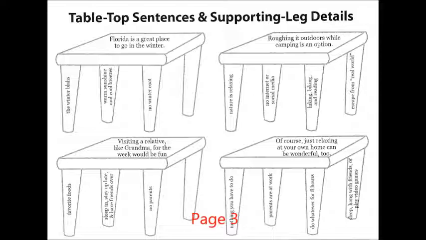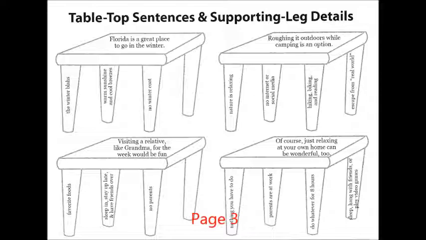So if you look at the first one, it says Florida is a great place to go in the winter. Why? Well, the first leg says the winter blahs. The second leg says warm sunshine and cool breezes, and the third leg says no winter coat. Each of these details then became a sentence in the paragraph. If you look at all of the other ones, the second one says roughing it outdoors while camping is an option. And then it gave me 4 supporting details. You can see these details are then expanded into a sentence apiece. Sometimes the details will become 2 sentences or 3 sentences, depending on how much you have to say. But it is at least 1 sentence per detail.